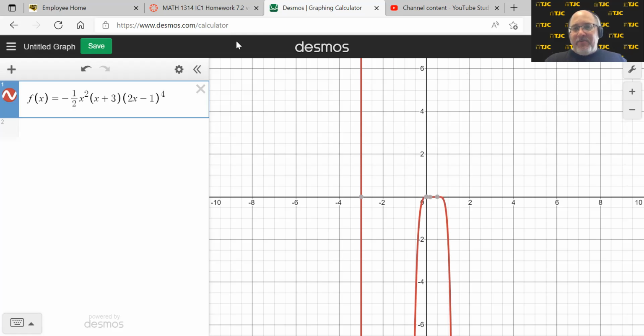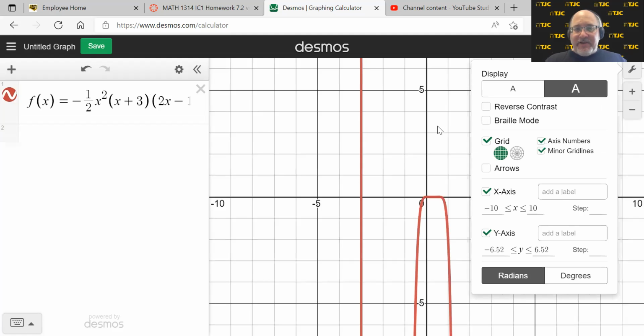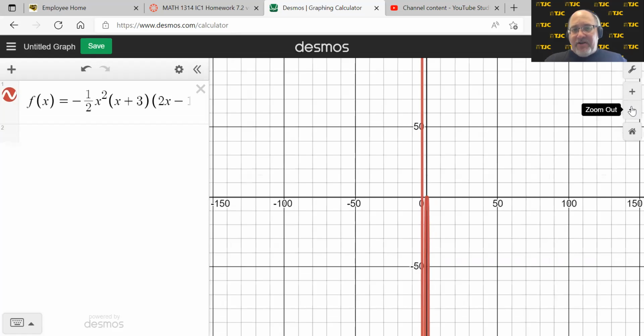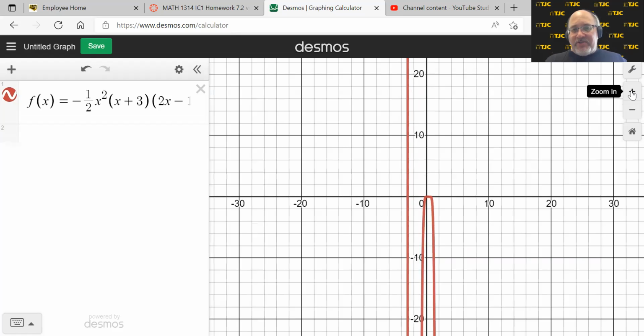And it looks like a really weird graph. Let's do this to make it a little bit thicker. And let's zoom out and see if we can see what we see. Okay, well, we zoomed out quite a bit, so let's do this instead.